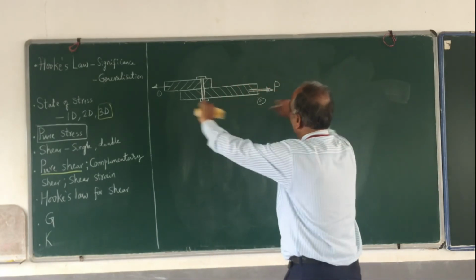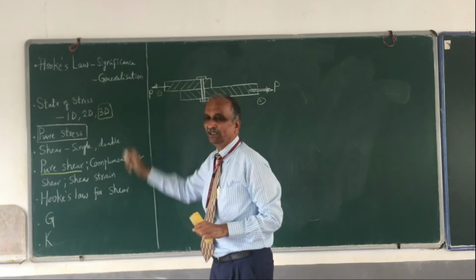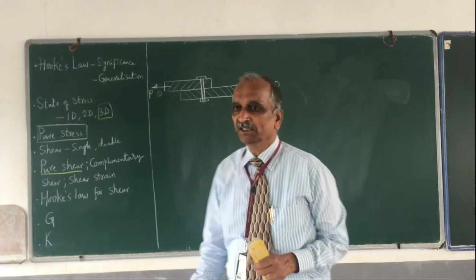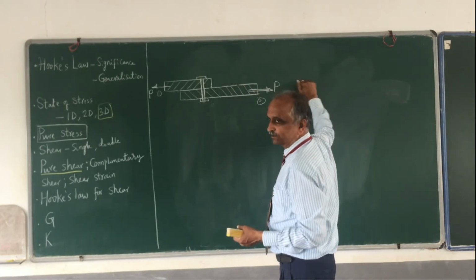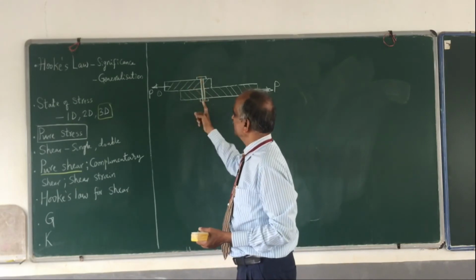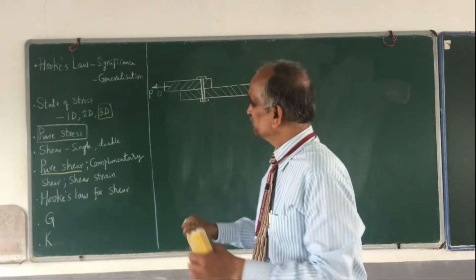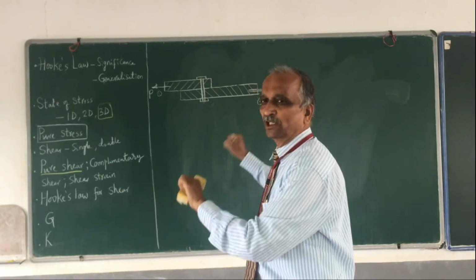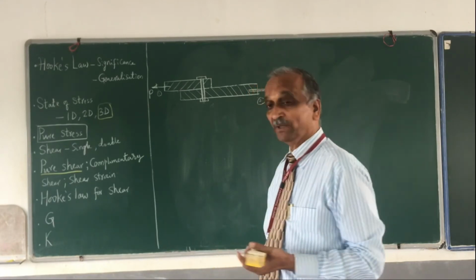Now if I try to pull it, I gradually increase the load, and go on increasing it. What is happening? This plate is being pulled this way, and that plate is being pulled that way. The pin is the crucial one. You will continue the load till it breaks. Where do you think it will break?